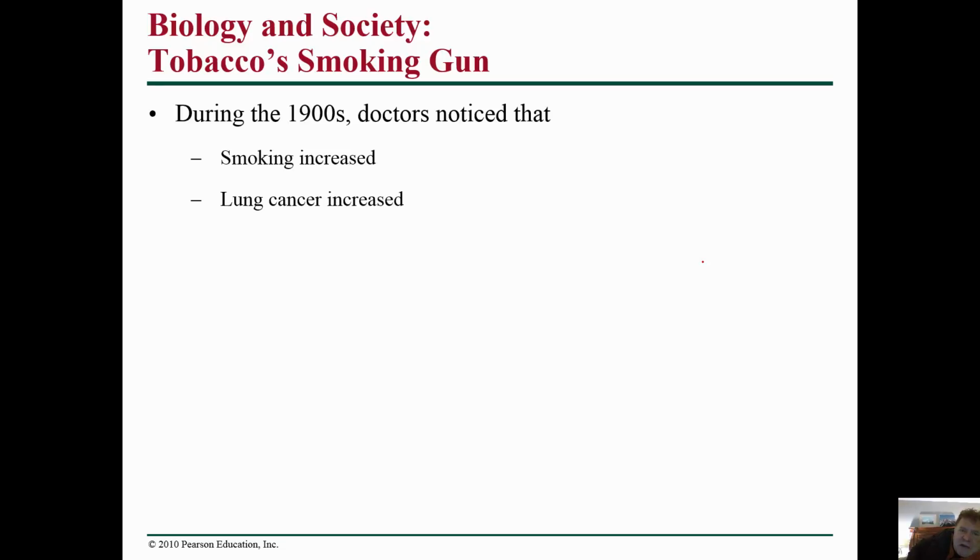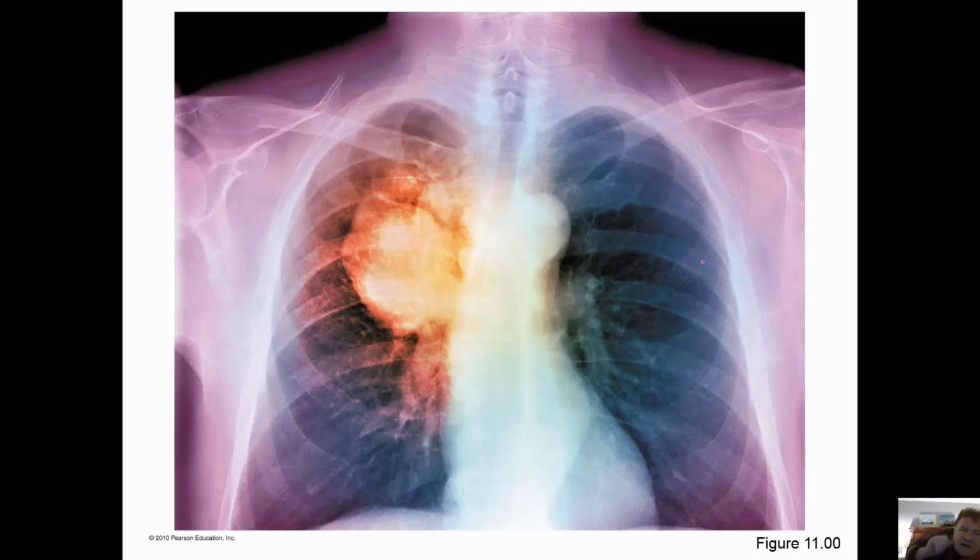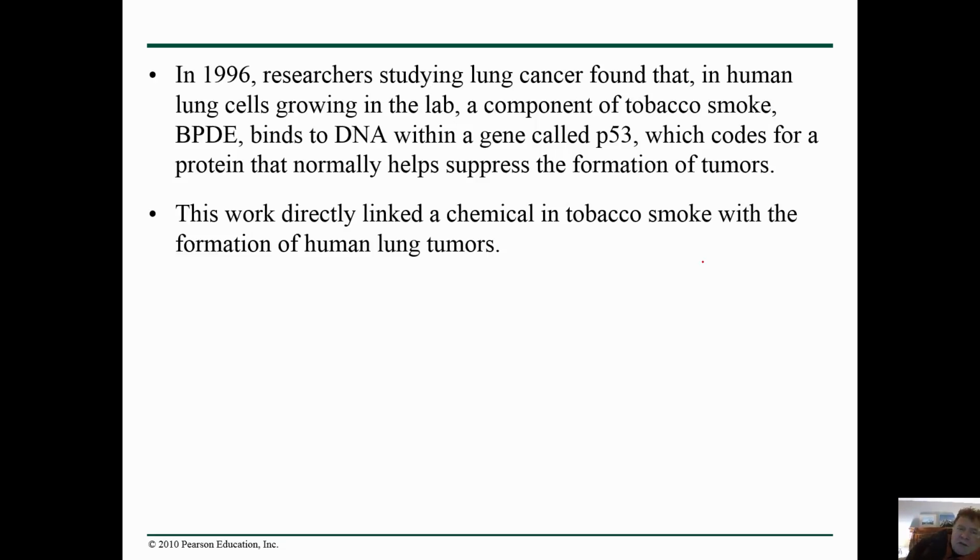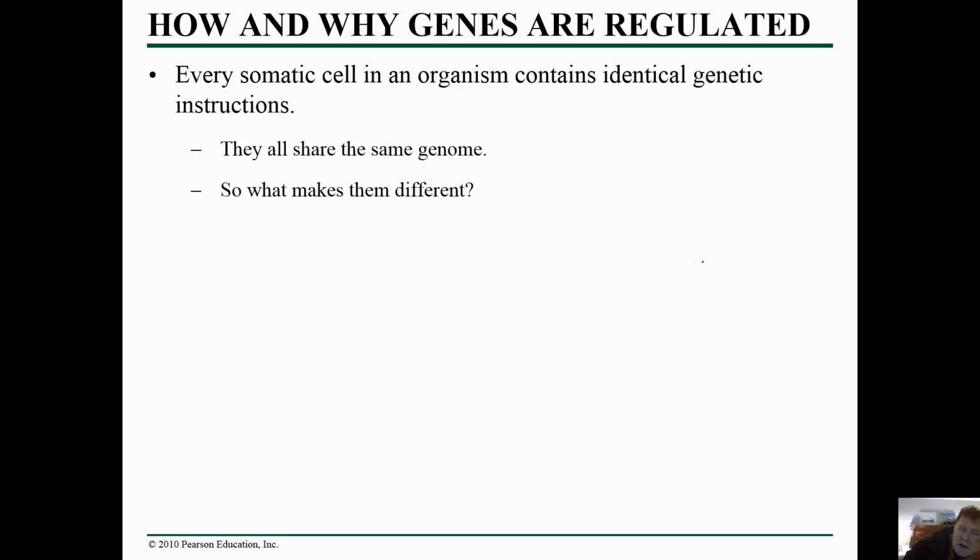During the 1900s, doctors noticed that smoking increased and that lung cancer had increased, in this picture of metastases in the lung. It wasn't until 1996 that research studying lung cancer found that a component of tobacco smoke binds to DNA within a gene called P53, which codes for a protein that normally helps suppress the formation of tumors. So if you suppress the tumor suppressor, tumors occur. This is the original smoking gun for the cause of cancer.